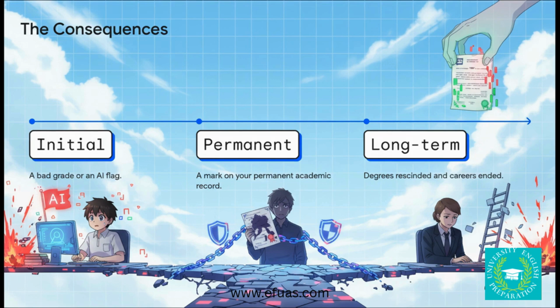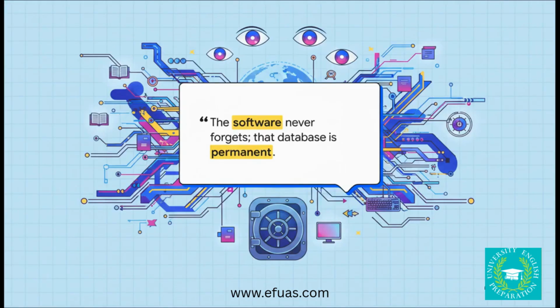And here is where it gets truly serious. Out in the professional world, we have seen actual degrees rescinded and established careers abruptly ended because of academic integrity issues that were discovered years after the fact. A single lapse in judgment today can literally detonate your professional life a decade from now. So, the crucial point is this. The software never forgets. That database is permanent.